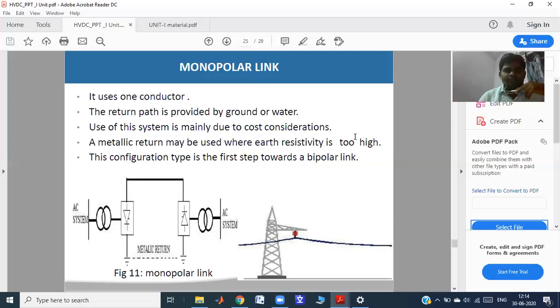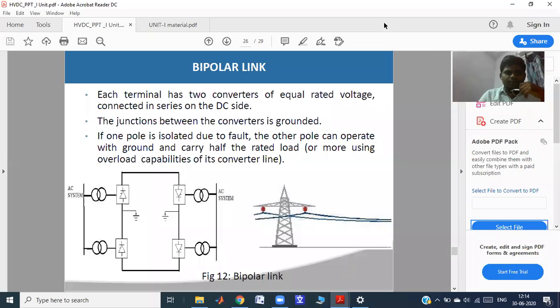Bipolar HVDC link. In a bipolar HVDC link, each terminal uses two thyristor bridges or valves of the same voltage rating. Each terminal has two converters of equal rated voltage connected in series on the DC side. Look at this picture. The junction between the two converters is grounded through an electrode.